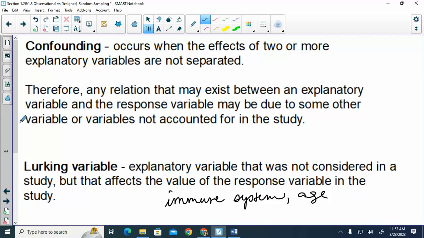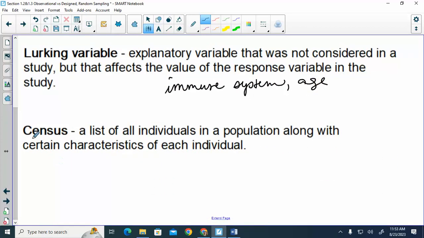Just a couple more definitions to wrap up for today. A census, if you hear me ask for a census, that's a list of all individuals in the population along with certain characteristics. So maybe I want to know if students in Monroe City High School would favor a 4-day school week. So my census would be a list of every high school student in our school and a yes or no by their name. Are they in favor or are they not? It's everybody in the population.